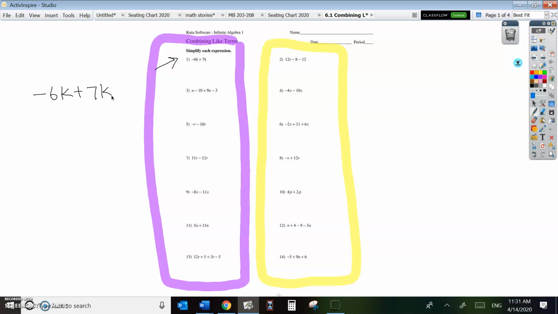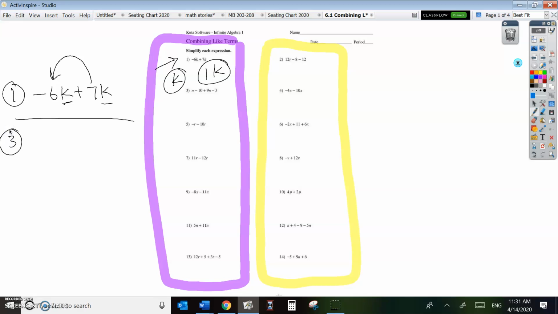Are they like terms? Yes, they both have k. So let's combine that. 7 minus 6 is 1, so this is just going to be 1k. You could answer it the same way with just k. Those are both the same. Okay, that was number 1. Now let's look at problem 3.